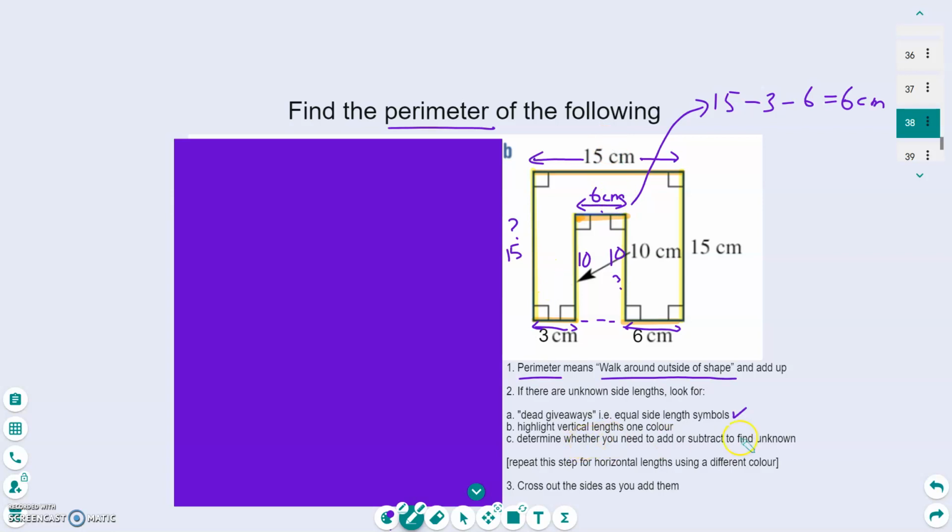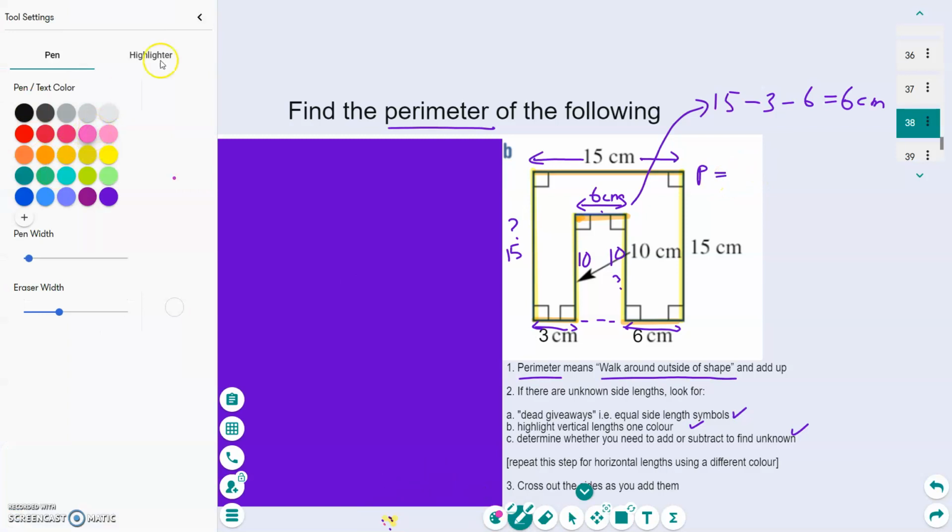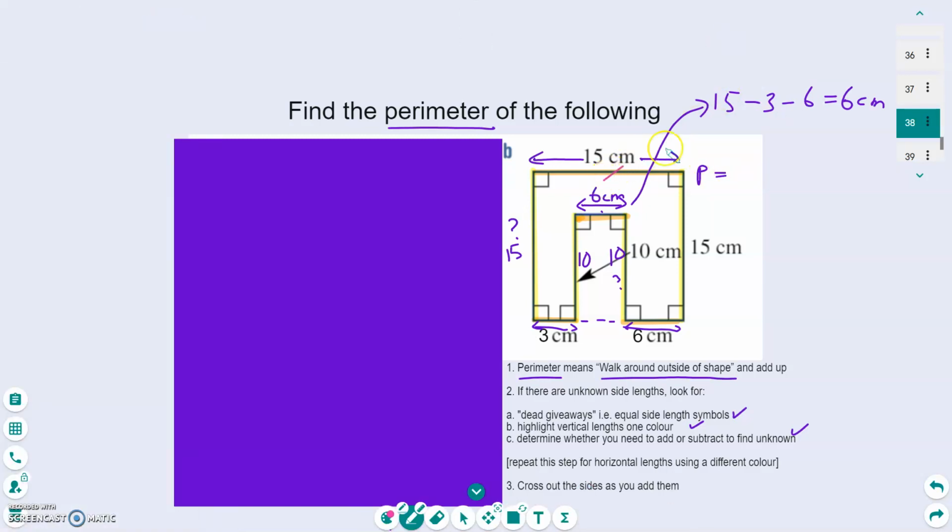And then I've done my vertical, I've done my horizontal, all my sides are known now. So I can cross out the sides as I add them. So it's time to find the perimeter by just walking around the outside. I'll get a third color and I'm going to add them all up. So I've got 15, just go around in a clockwise direction. Plus 15, plus 6, plus 10, plus 6, walking around the outside of the shape, plus 10, plus 3, plus 15, and we're back at the start.